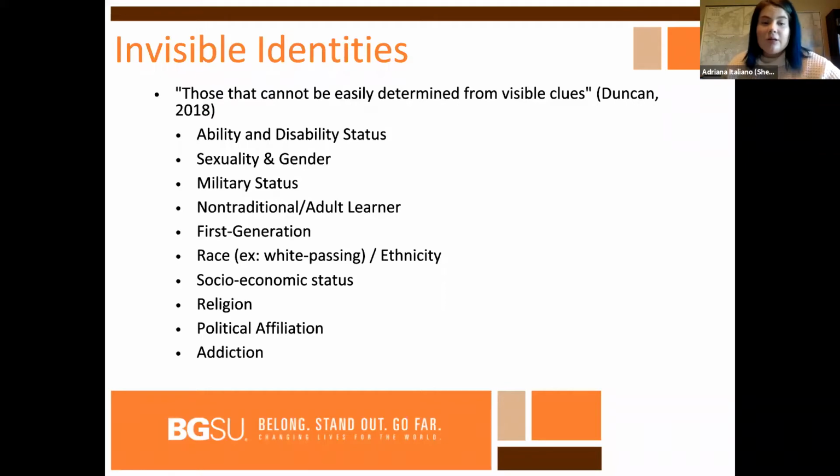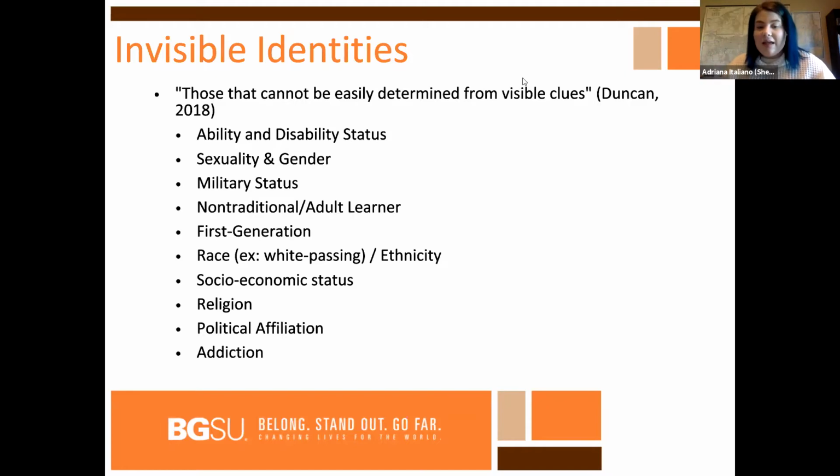And so talking about ability and disability status, sexuality and gender, military, non-traditional adult learners, first generation students are huge on our college campus and are super important. Thinking about race and ethnicity, socioeconomic status, religion and faith, as we talked about just a few minutes earlier, political affiliation, which is a major topic today, as well as addiction status.